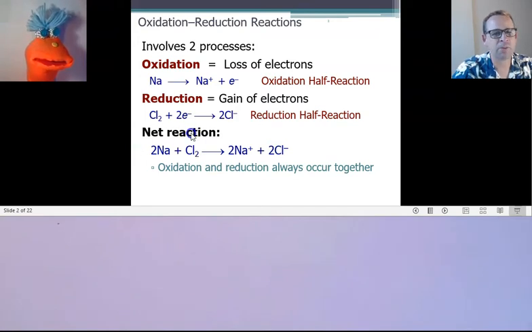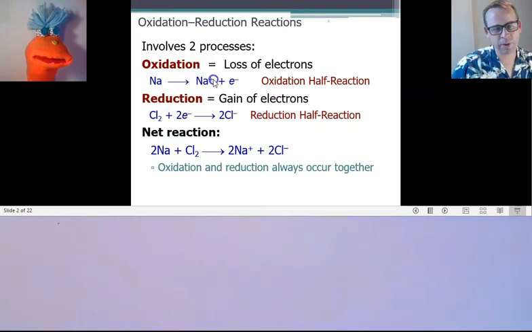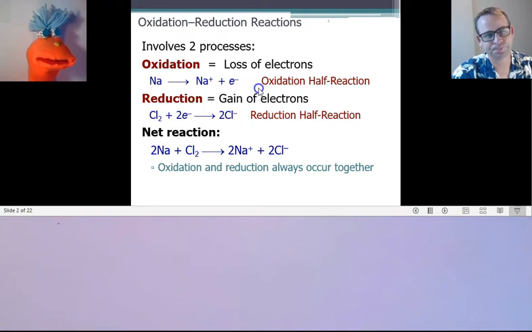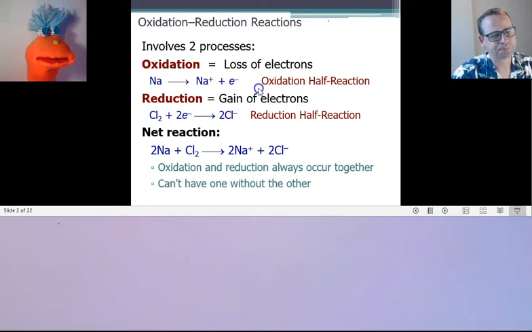Okay? They have to always occur together. So you can never have just an oxidation half reaction or a reductive half reaction occurring. They always have to occur together. Okay.